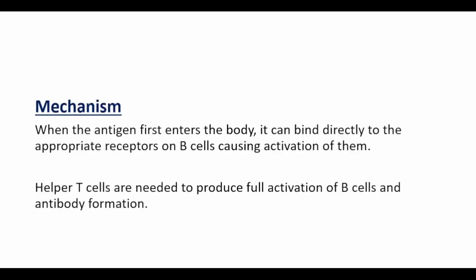So when the B cells bind to the antigen, there will be activation of the B cells, but for complete activation we require interleukin 4, 5, 6 from the helper T cell, that is the helper T cell Th2 subtype. So helper T cells are needed to produce the full activation of B cells and antibody formation.